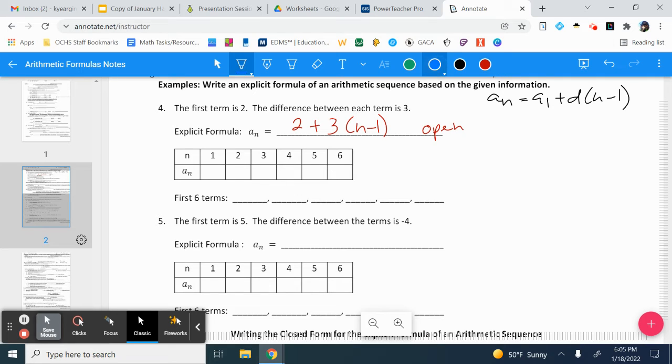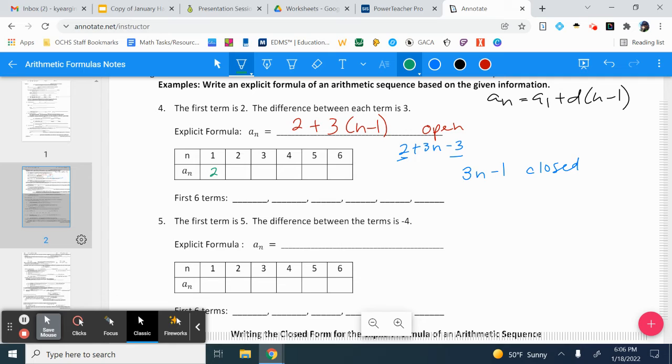If I chose to close it, I would simply distribute, which means I'd have 2 plus 3n minus 3. And then I would combine like terms. So my closed form will be 3n minus 1. Completely up to you which one of these two things you choose. Now I can go through and I have options on how I want to fill in my chart. They told me the first term is 2, so I come to the first term. I can go ahead and put a 2 here.